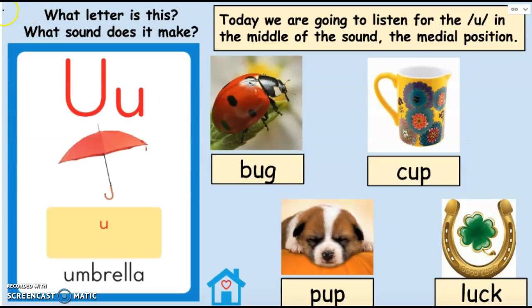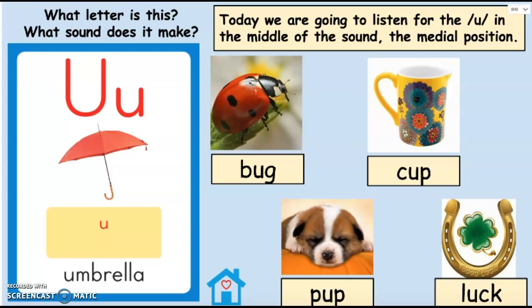Now let's look again at our letter this week. What letter is this? U, and what sound does it make? Look at the picture for help. We're talking about the short U sound. Umbrella. Good. Now today we're going to listen to the U sound, the short U sound in the middle of a word.